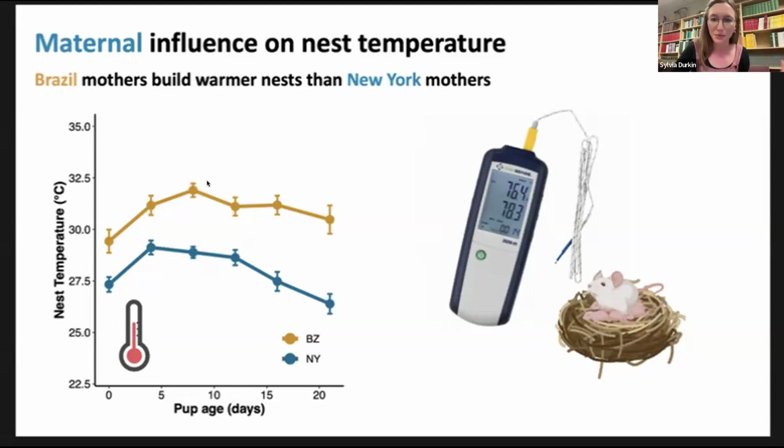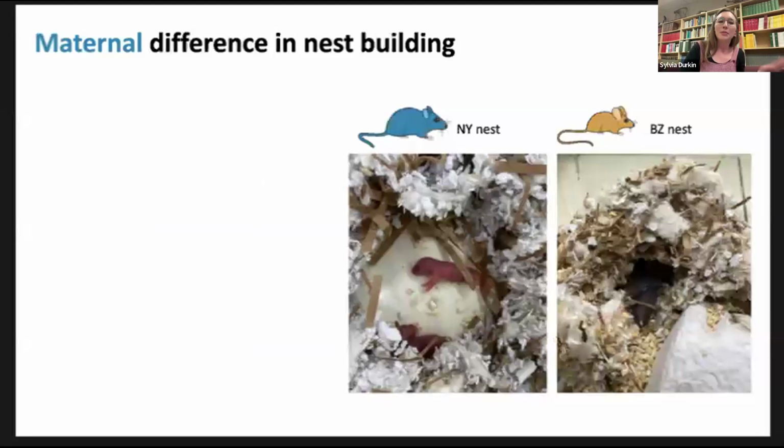So that's all well and good, but the next thing we wanted to think about was what might be leading to this difference in temperature between the nests. And from observing these animals quite a bit, we believe that the most likely cause of this difference in temperature was a difference in nesting, because New York and Brazil mothers do build starkly different nests, with New York having these open and exposed nests, and Brazil having these more enclosed nests.